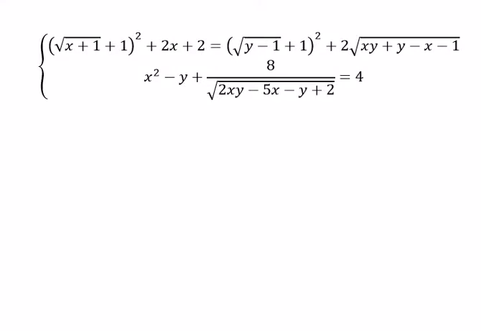The topic today is about solving a system of equations. I will show you the technique for how to answer. First, we need to find the domain of the functions.